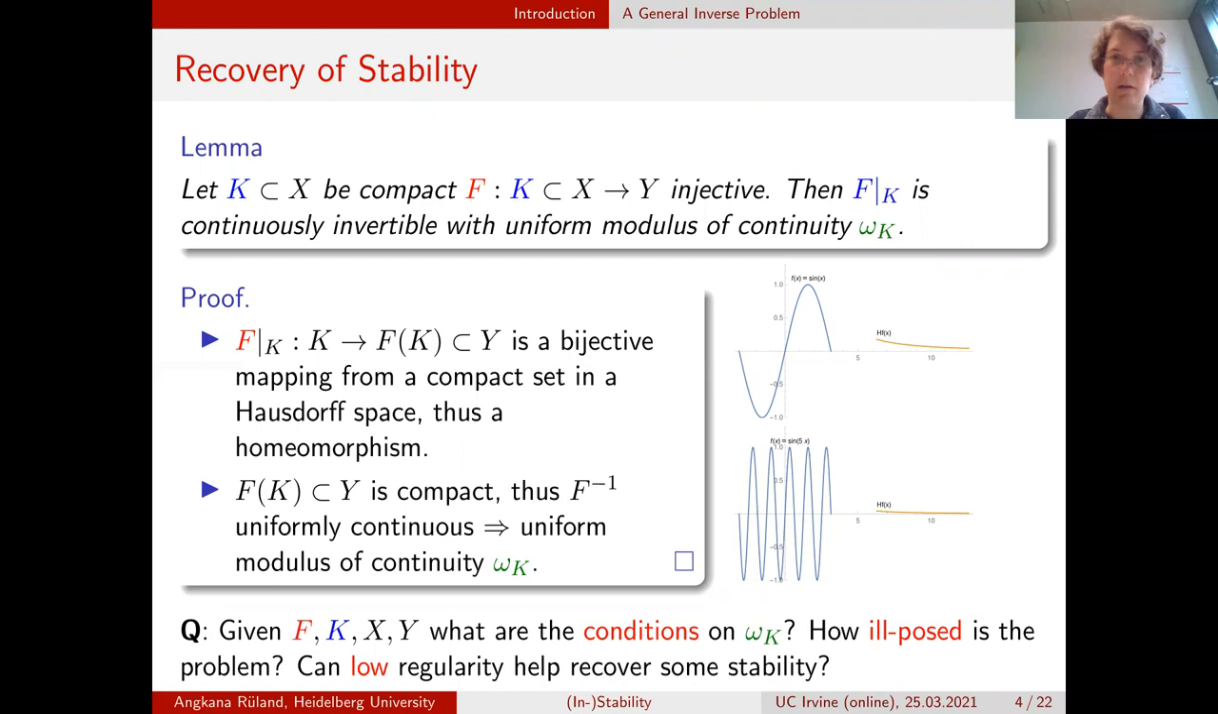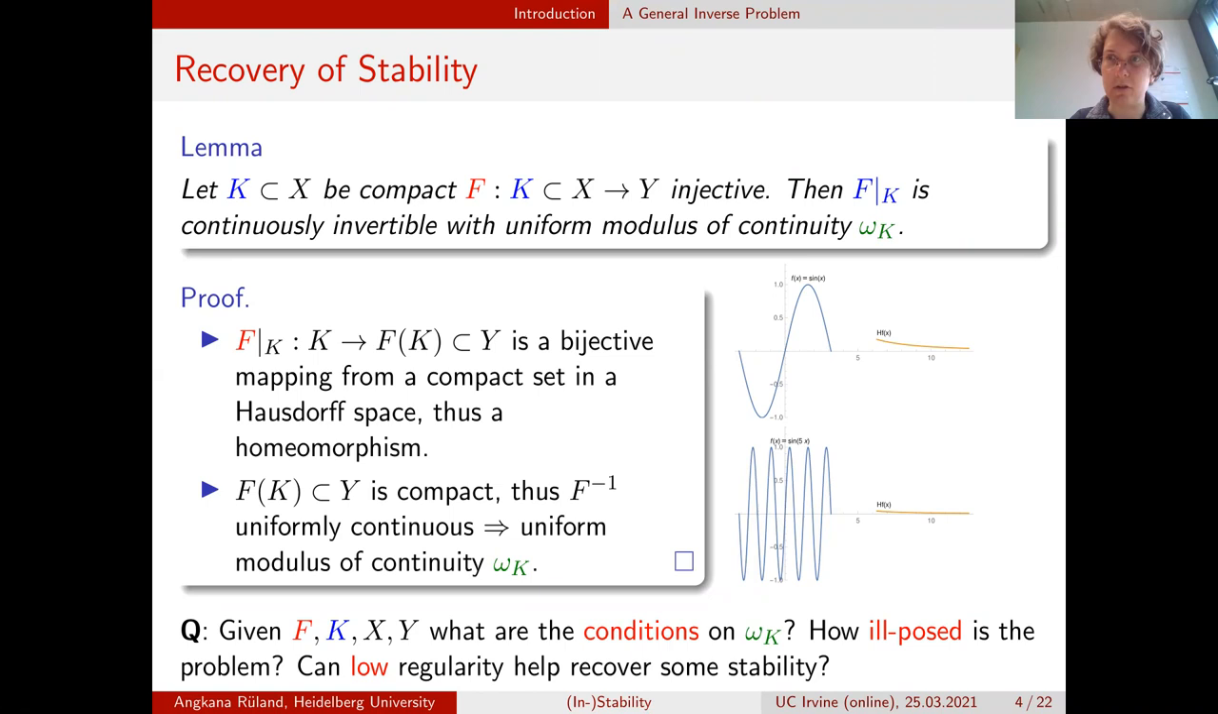So, and this is in fact now all the players that I would like to consider for the talk. So again, we're looking at the inverse problem as the inverse of some forward map. So this is the map F between some spaces X and Y. And of course, for X and Y, we could have different choices.